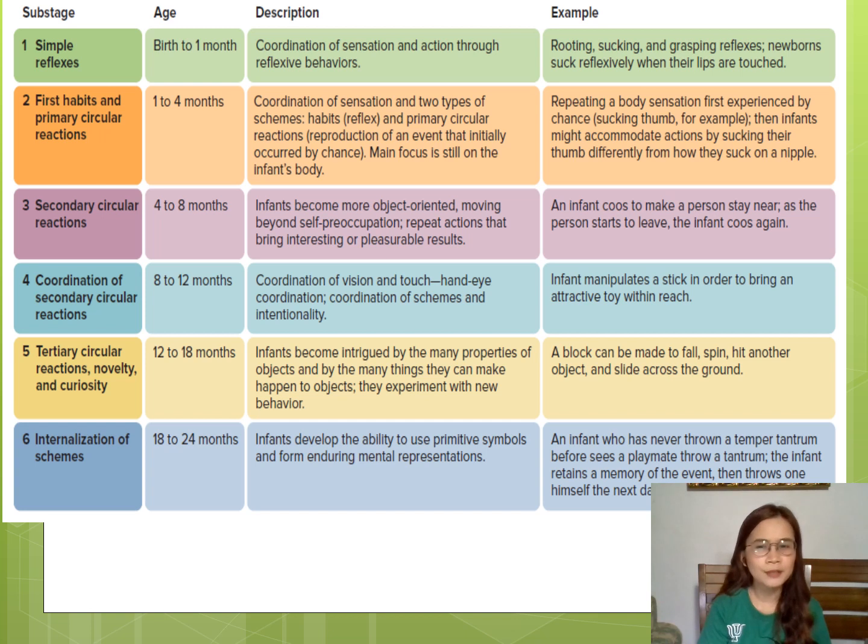Yun muna, simple reflex. And then, pangalawang sub-stage, first habits and primary circular reaction. So, pwedeng ulit-ulitin. So, when an action is repeated, it becomes a habit. Okay? So, ito muna yung first habits, primary circular reaction. So, coordination of sensation and 2 types of scheme. So, habits, such as reflex and primary circular reaction or the reproduction of an event that initially occurred by chance, no?